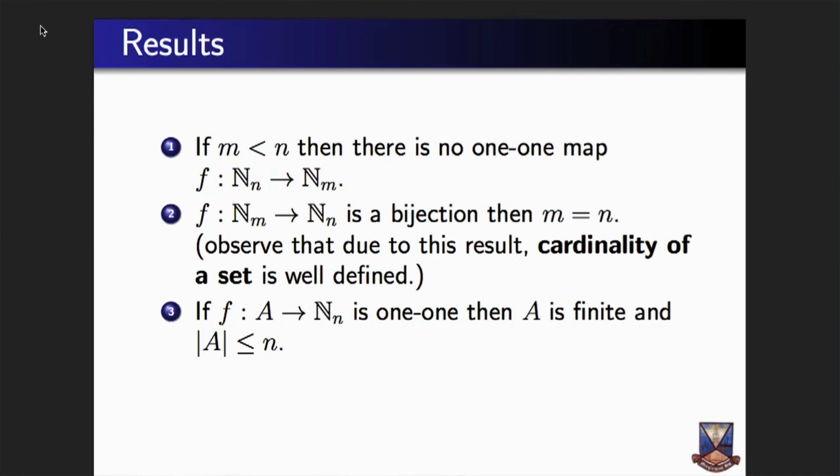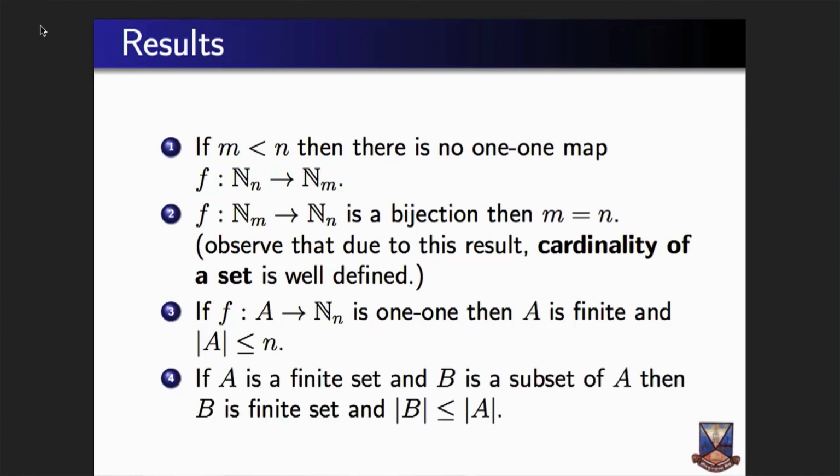Let us move to another one, in terms of the subsets of a finite set. If I have a finite set A and I have another subset B, that is B is a subset of A, then one can declare that B must be finite and the number of elements in B has to be less than or equal to the number of elements in A.